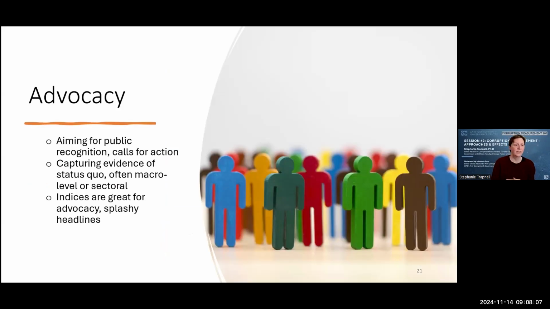So we'll start with advocacy. So advocacy is about aiming for public recognition, calls for action. It often captures evidence of the status quo. It's often macro level, country level, or sectoral, and it's great for advocacy. Indices are great for advocacy in this way. Big, splashy headlines that get everybody talking, because that's what you want to do with advocacy.